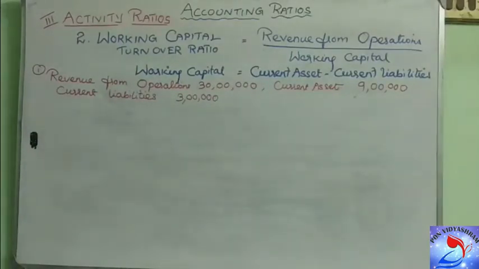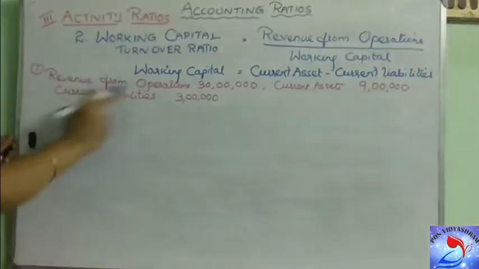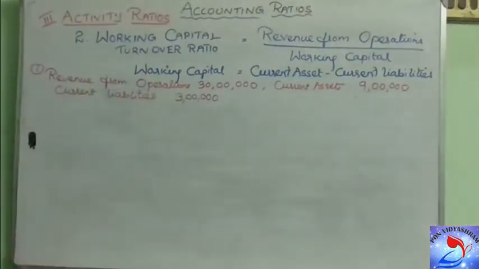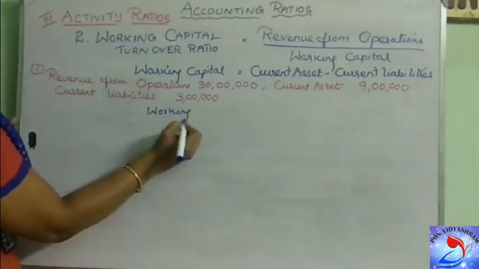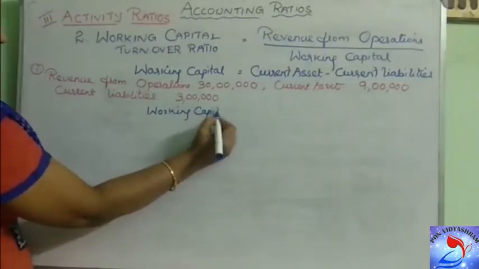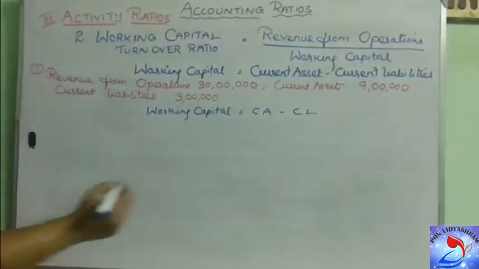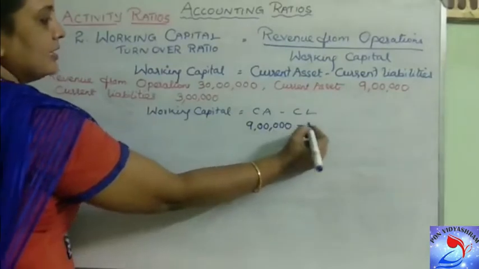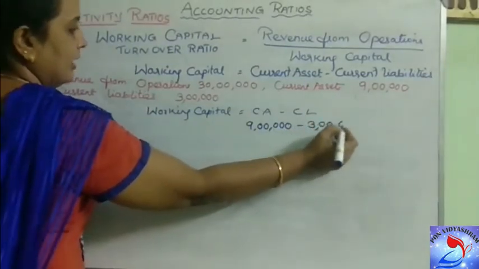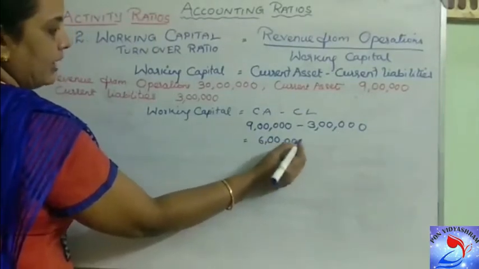Now in this sum, they have given you revenue from operation as 30 lakh, current assets as 9 lakh and current liability as 3 lakh. Now find out the working capital. So if I want to find out the working capital, that is current assets minus current liability. Current asset is 9 lakh, current liability is 3 lakh. So your working capital becomes 6 lakh.